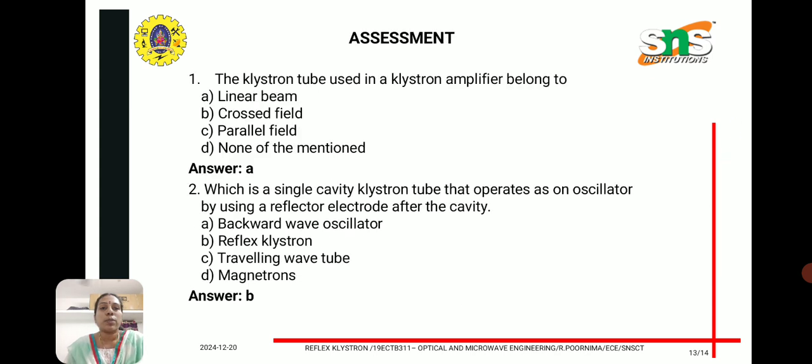Let's take the assessment. The klystron tube used in a klystron amplifier belongs to the linear beam type, and which is a single cavity klystron tube that operates as an oscillator by using a reflector electrode after the cavity? It is the reflex klystron.